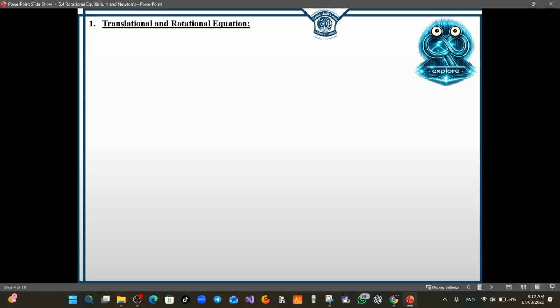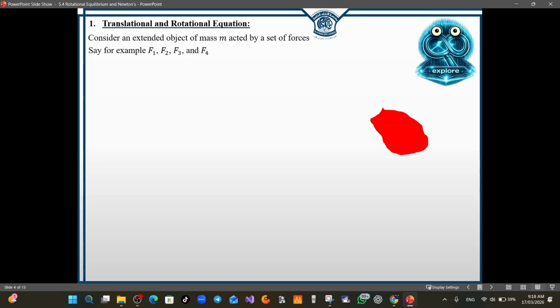Today's topic 5.4: rotational equilibrium and Newton's first law in rotational form. So let's jump right in. Translational and rotational equations. Consider an extended object of mass m acted on by a set of forces, for example F1, F2, F3, and F4.